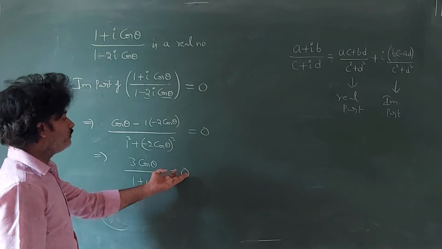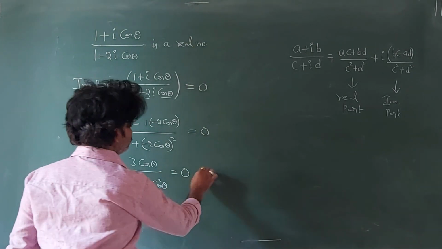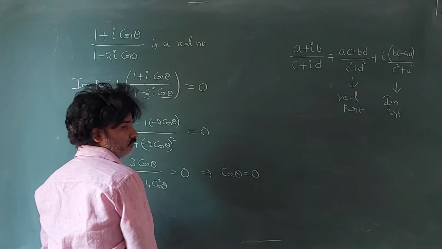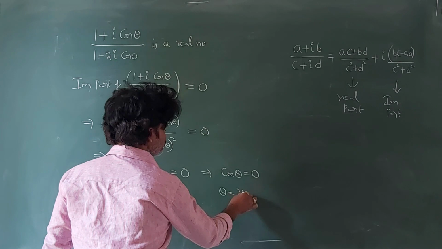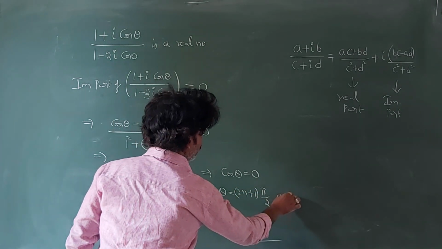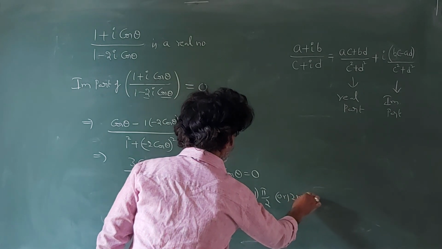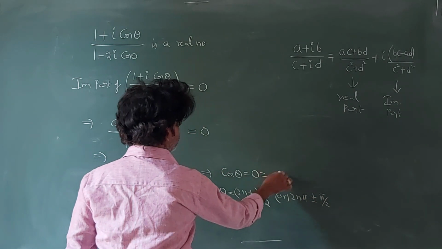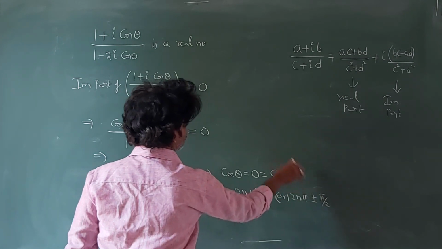Now if I send the denominator to that side, we are simply left with cos theta equal to 0. Cos theta equal to 0 means the general solution is (2n plus 1) into pi by 2, or you can write it like this: 2n pi plus or minus pi by 2. Why? Because cos 90 is 0.